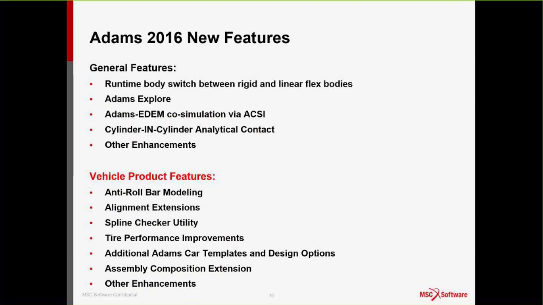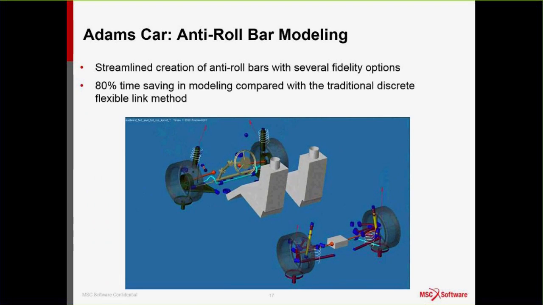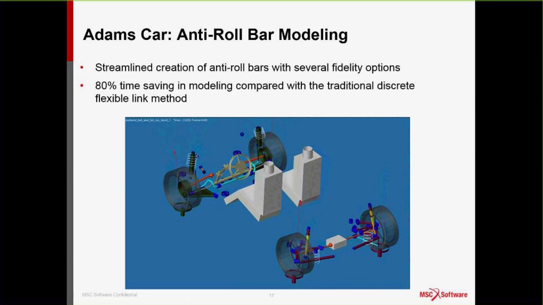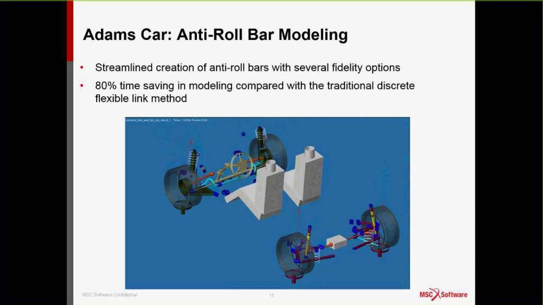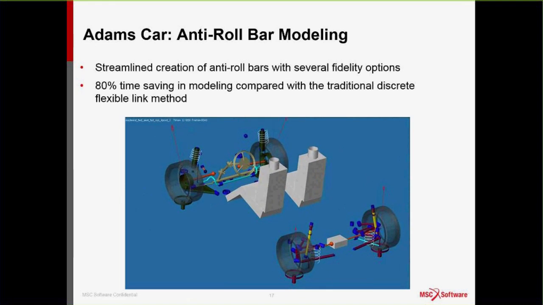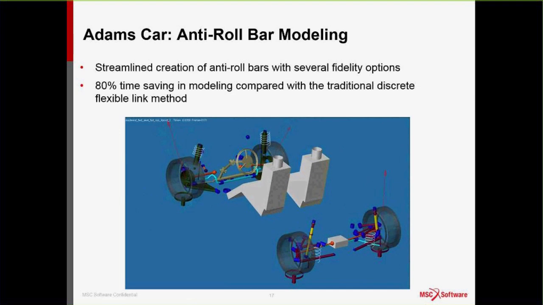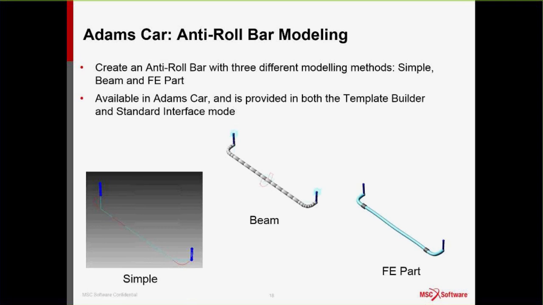Okay, moving along, we'll take a look now at the vehicle product features. There are a number of things in the Adams Car family of products we want to talk about. There's now an anti-roll bar modeling object. This helps us create anti-roll bars very easily within the template builder and operate on them within standard interface mode. It's much faster than having to manually build these things, which is what folks have been doing for years, building them with discrete flexible link methods directly, or simplified ones even with multiple parts, and setting up your own templates for that. There are multiple modeling options here.